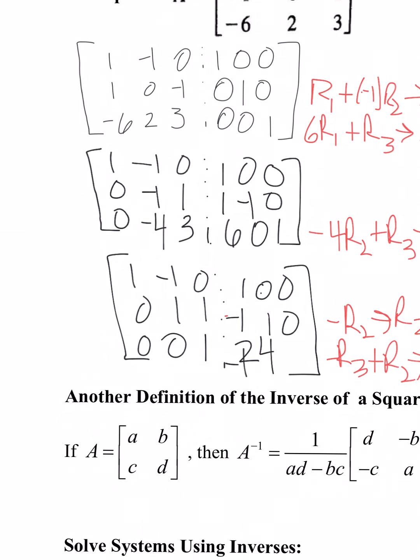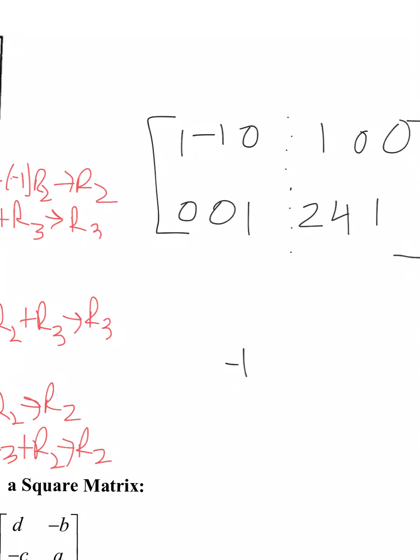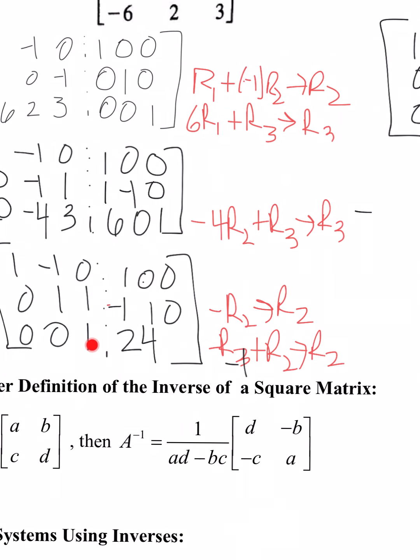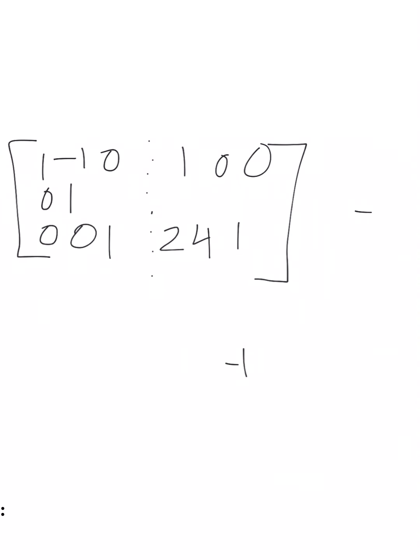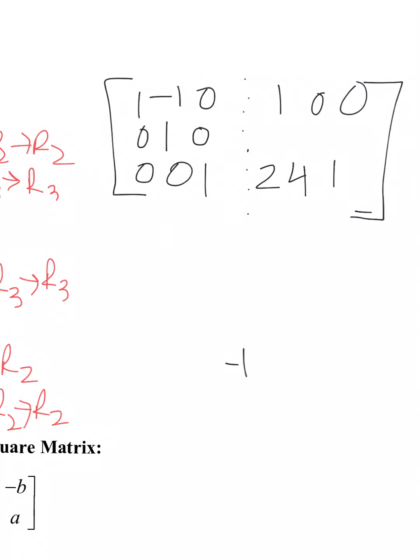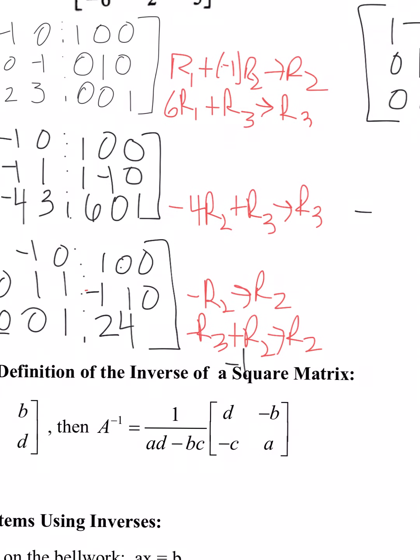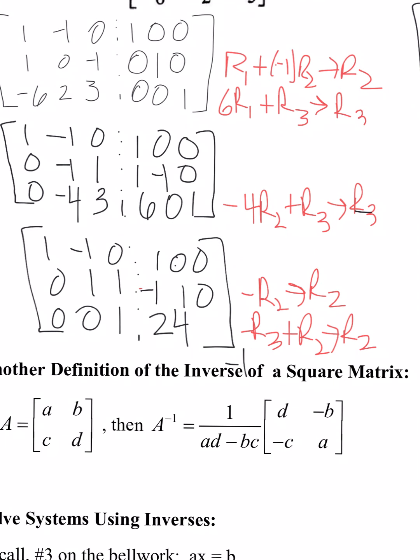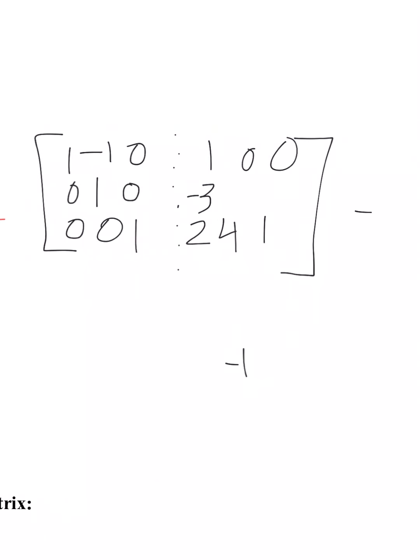So when I do that, I'm going negative R3. These two will not affect these two terms, so I can write that right away. 0 1. And now negative R3 plus R2, that will give us a 0 here. And then we need to continue this here. So negative 2 plus negative 1 would be negative 3. Negative 4 plus 1 will give us negative 3.